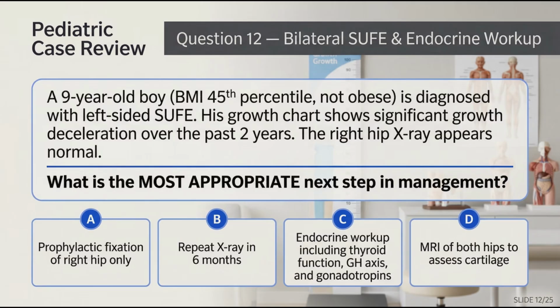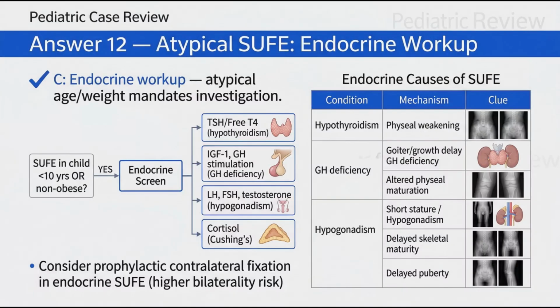Magnetic resonance imaging of both hips to assess cartilage. The correct answer is option C, endocrine workup, because this is an atypical presentation requiring investigation. The rule is clear. Any child with slipped upper femoral epiphysis who is younger than 10 years or is non-obese must be evaluated for an underlying endocrine disorder.